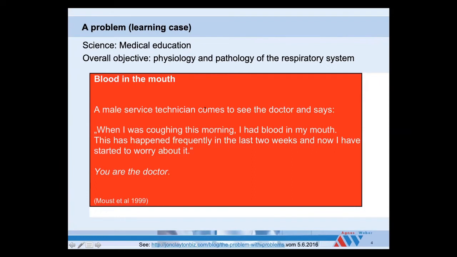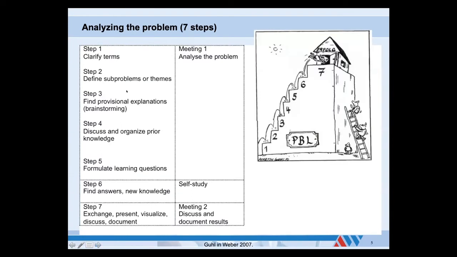Sub-problems means what are the keywords in this case, like, for instance, what is the function of coughing? What are possible causes of respiratory problems? What are possible causes for blood in the mouth, etc.? What are possible causes for pulmonary diseases, etc.? For instance, tuberculosis, lung cancer, and all that stuff. So it's really important that the students find out which themes are in step 2.